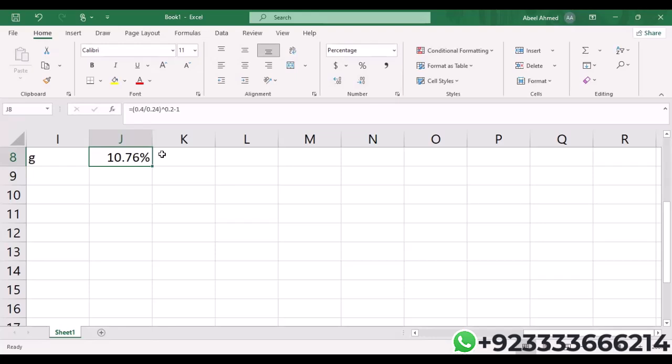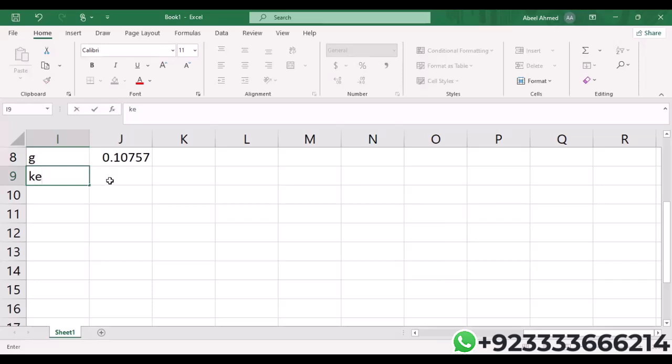Great. Now let me show you something. If I convert that into journal, this journal is here. Why I'm doing this, I'll tell you. KE is equal to D naught is 0.4, then multiply by 1.10757, if I'm not wrong.